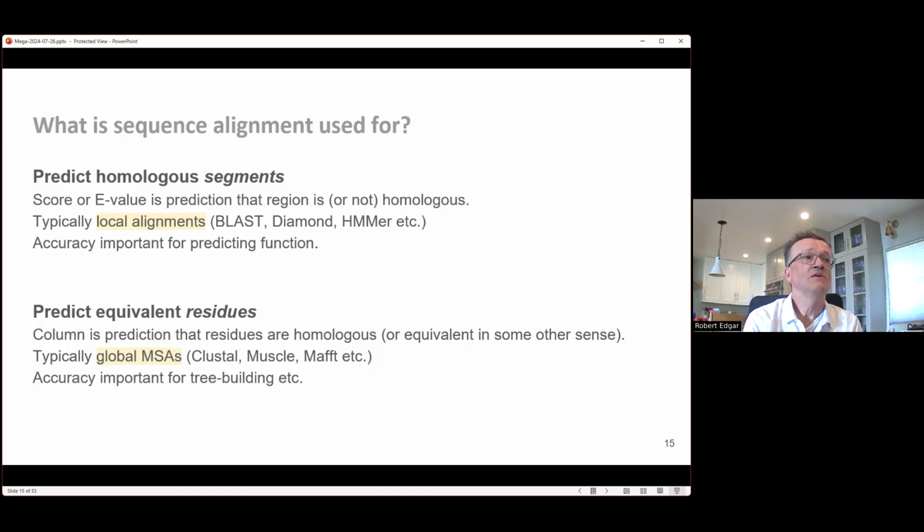you're looking at. At a more fine-grained level, you may also be interested in predicting which residues within that region are equivalent. So now we're viewing a column in the alignment as a prediction that the residues are homologous or possibly equivalent in some other sense. And now the algorithms are typically global multiple sequence alignment algorithms like CLUSTAL or Muscle or MAFFT that assume that you've done the work of finding the homologous segments. Now you want to identify the homologous residues in those regions. And here the accuracy is important for things like tree building. That's probably the primary application.